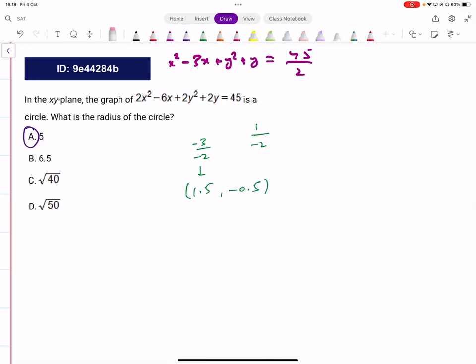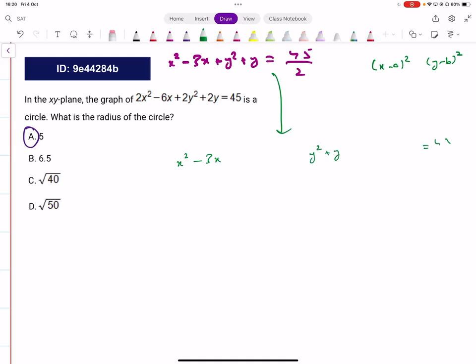If so, this is one way to do it using this path. The other way would be to complete the square for this because you want that form x minus a whole square and y minus b whole square. You have to complete the square. How would that work? X square minus 3x, y square plus y equals 45 over 2. Add half of 3, which is 3 over 2. Square that and also subtract that, minus 3 over 2 whole squared. Similarly here, add 1 over 2 squared, subtract 1 over 2 squared.